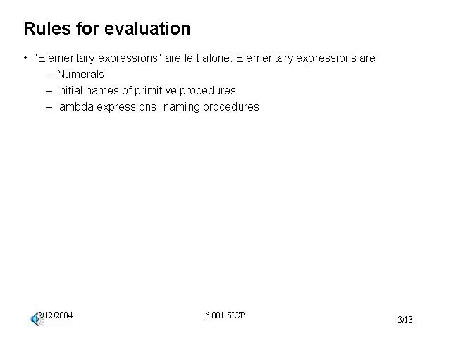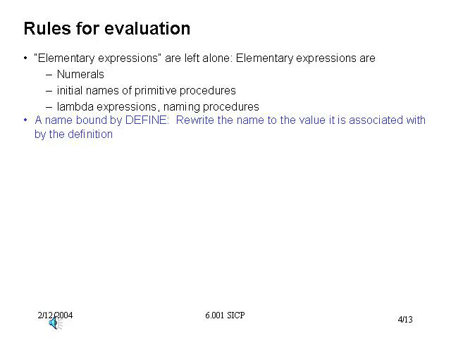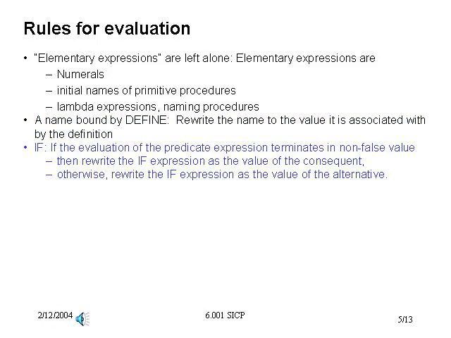So for elementary expressions, basically they're just left alone. That is, if we have a number, an initial name for a primitive procedure, or a lambda expression that's naming a procedure, we simply leave the expression exactly as it is. If our expression is a name that was created by a define, then we'll rewrite the name as the value it has associated with it by the definition. The special form if we'll rewrite using the rules we've seen. We'll evaluate the predicate. If it terminates in a non-false value, then we'll rewrite the entire if expression as the value of the consequent. Otherwise, we'll rewrite it as the value of the alternative.